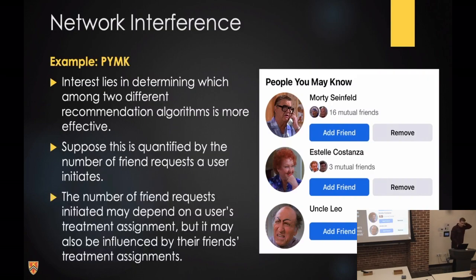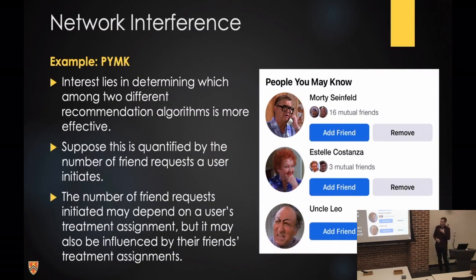The problem, though, is that the number of friend requests I initiate might be due in part to which version of the algorithm I've been subjected to, but it also might depend on what's going on around me in my network ecosystem. So you can imagine that, let's say the new feature is great, and it really is promoting high quality recommendations, and it is generating a lot more friend requests.